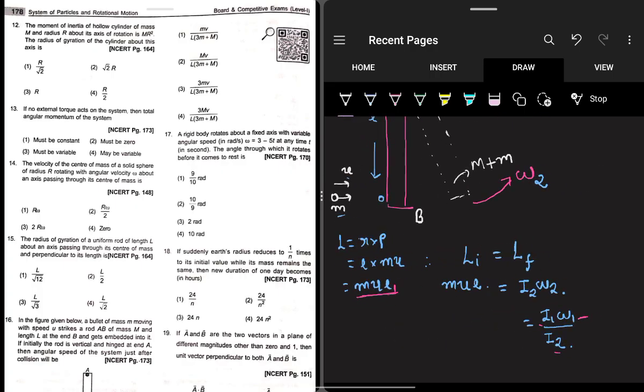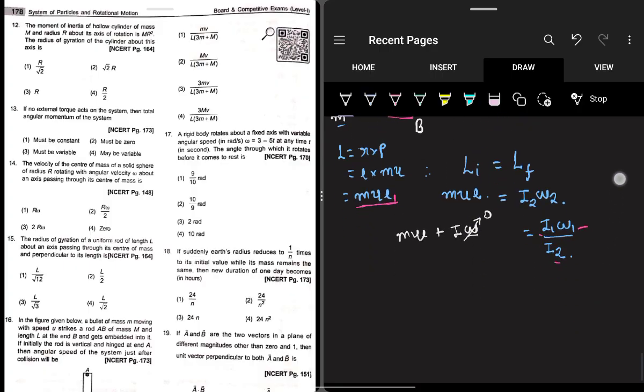It will be mul plus I omega. But here the initial angular velocity was 0, so we don't need to worry about this. So mul, here this is small m, u, l, is equal to I2 omega 2.